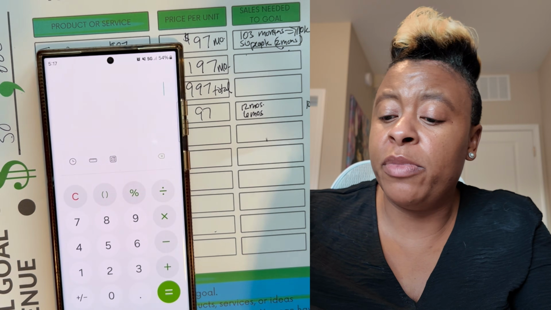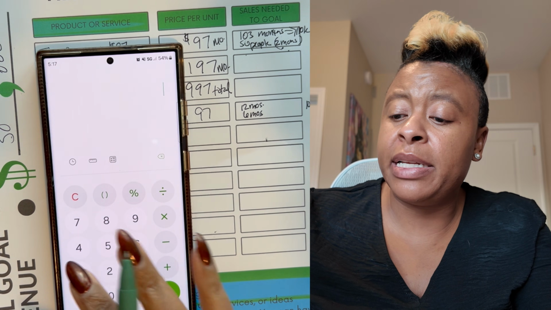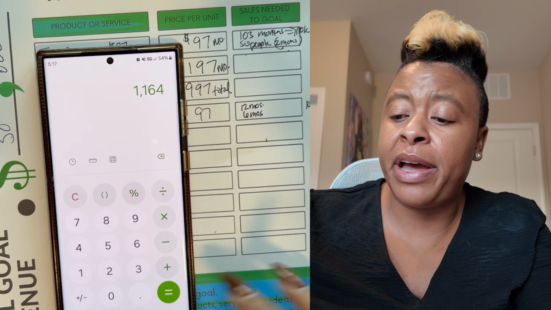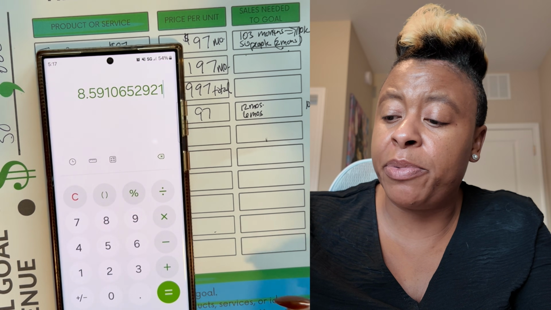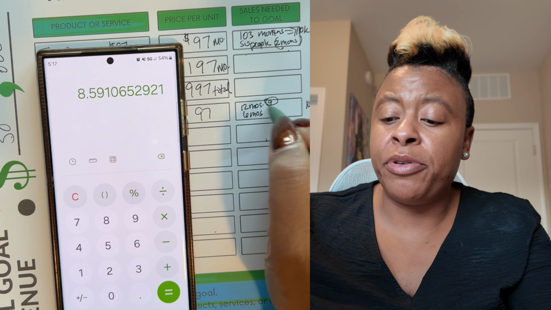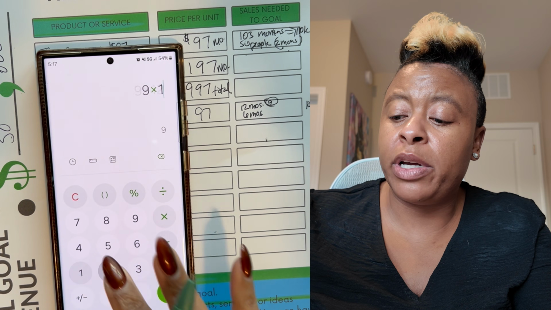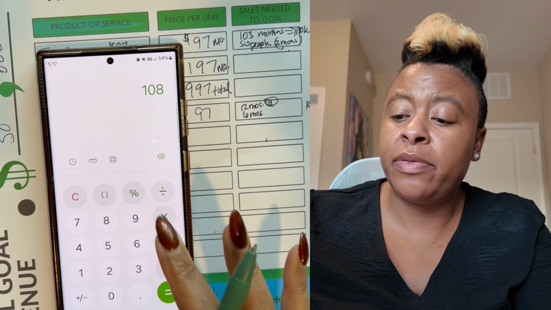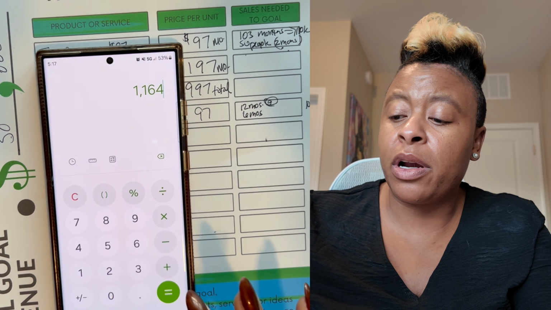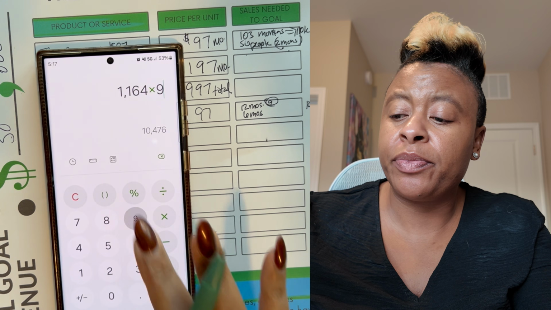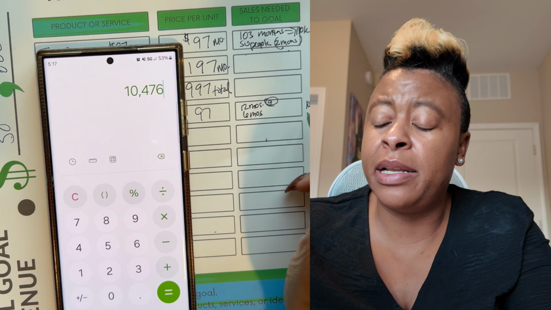So if I do 12 months at $97, that's 12 times 97, that's 1164, and 10,000 divided by 1164 is about 9 people. So I would need 9 people in the program. Let's make sure that's right. 9 times 12 times 97. Nope, I did that wrong. 97 times 12, 1164 times 9 people. Yeah. So there's my $10,000.